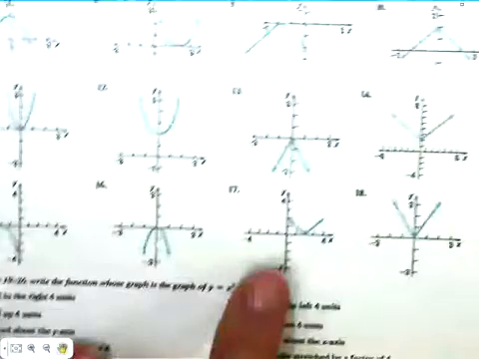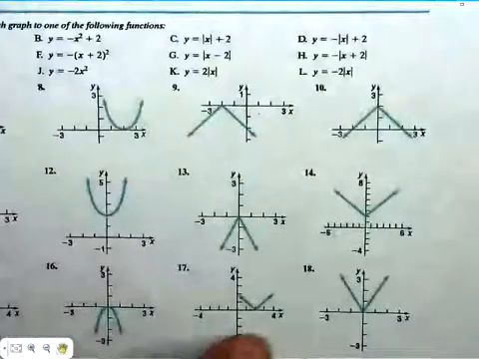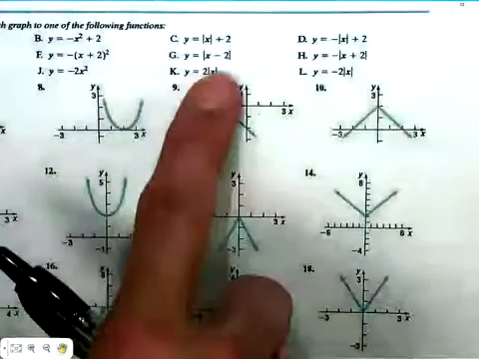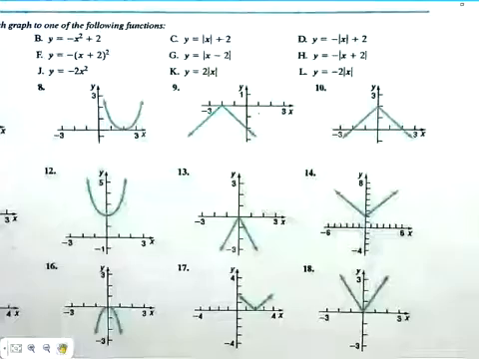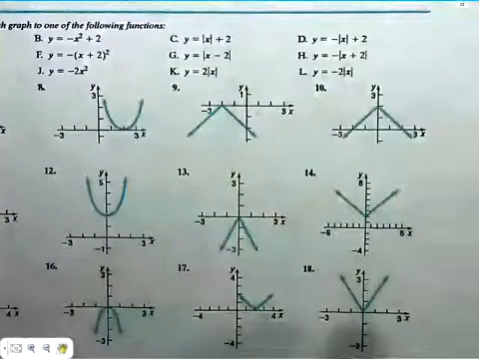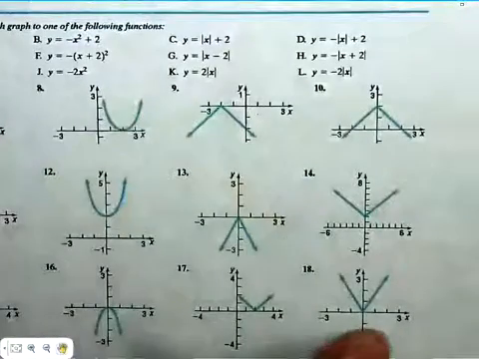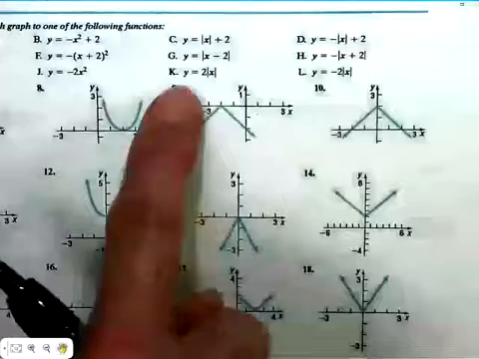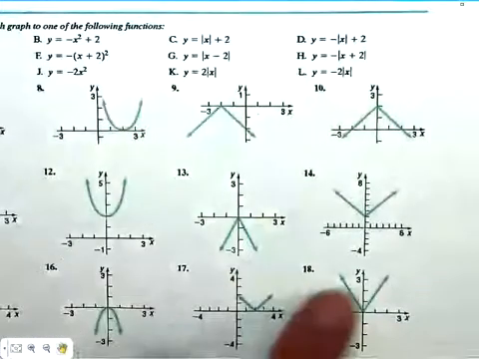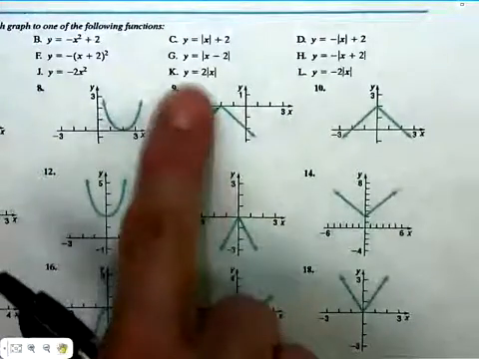17, right side up, V shape, shifted 2 to the right. That's G. Opposite of the guy in parentheses or absolute value or whatever you have, that's your horizontal shift. And then 11, V-shaped, that hasn't been shifted left, right, up, or down. That's K, and I don't care about you knowing this, but this is more narrow because of that 2 in front of the absolute value.